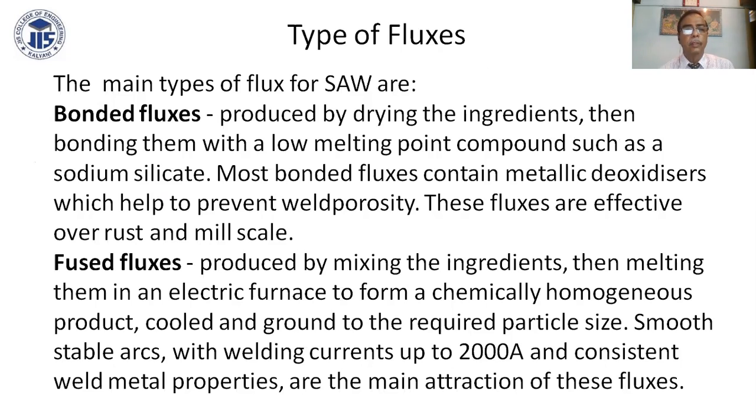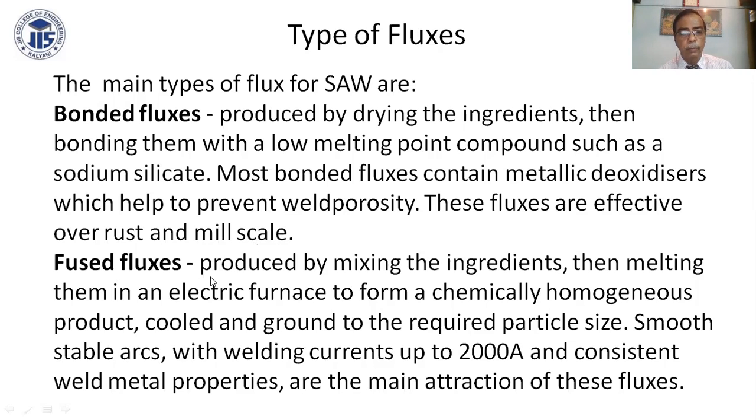Types of fluxes. The main two types of fluxes for submerged arc welding are bonded fluxes, produced by drying the ingredients and bonding them with a low melting point compound such as sodium silicate. Most bonded fluxes contain metallic deoxidizers, which help to prevent weld porosity. These fluxes are effective over rust and mill scale.